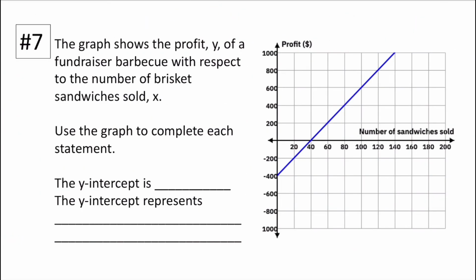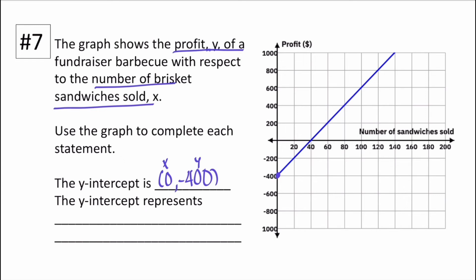This problem says that the graph shows the profit Y of a fundraiser barbecue with respect to the number of brisket sandwiches sold, X. Use the graph to complete each statement. So the y-intercept is... In this problem, you can see the y-intercept occurs at 0, negative 400. So 0 is my value of x, and negative 400 is my value of y. I can tell this is the y-intercept because this is where my graph crosses the y-axis. Since this is a word problem, x and y have a certain meaning: x is the number of sandwiches and y is the profit.